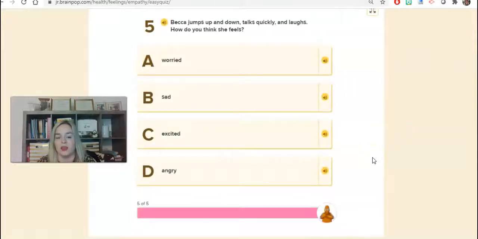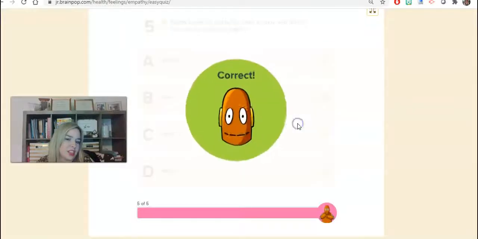All right, here's another one. Becca jumps up and down, talks quickly, laughs. How do you think she feels? Worried, sad, excited, or angry? Okay, what do you guys think? A, B, C, or D? Good job.